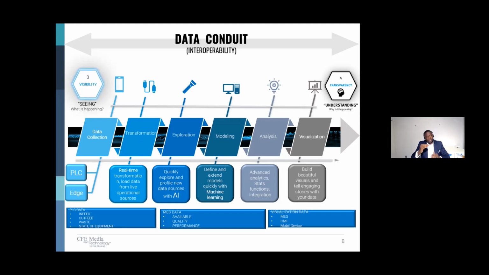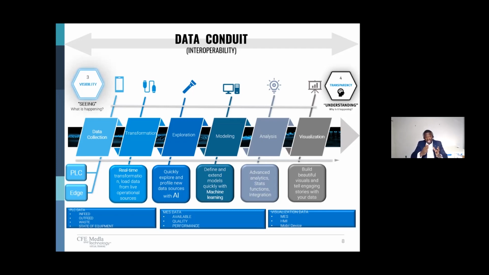If we move over to the next box at the bottom, we have the MES data. So that MES data, that's the heart. And what is it looking for from the PLC in the overall process? Availability, quality, and performance. If I have availability, quality, and performance, now I can start to paint a picture.